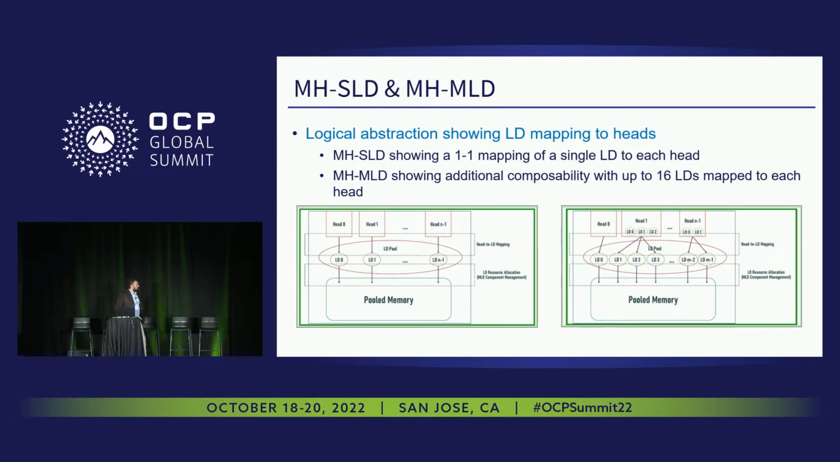So here's the logical abstraction. These diagrams are directly from the specification, so you can download the specification yourself. It is public, and it's a great read for late nights and long weekends. Between the two pictures, we can see we're still accessing the same pool of memory, but how the LDs are bound to the different heads is really the differentiation between the MH-SLD and the MH-MLD.